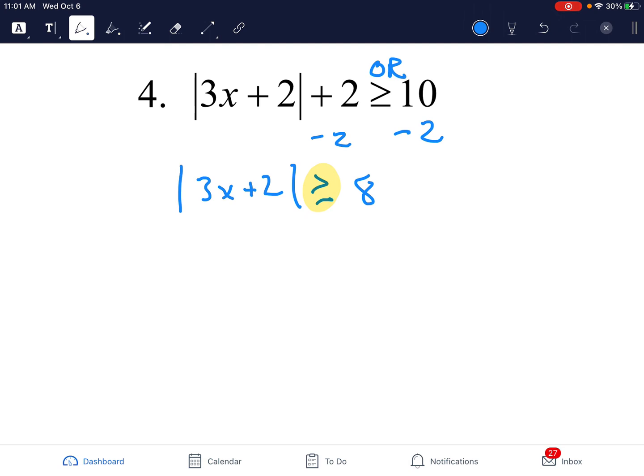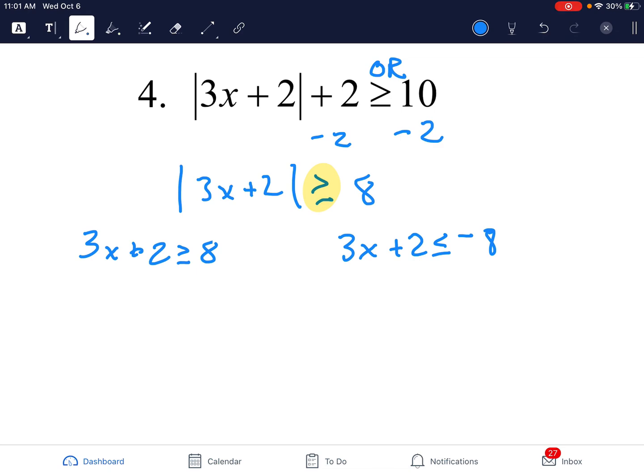Okay, and now that I have my absolute value brackets isolated, I can make my two separate equations for an absolute value inequality. So 3x plus 2 is greater than or equal to 8, and for the other one, I'm going to have 3x plus 2, I'm going to switch the inequality sign around, I'm going to flip it, and it's going to be less than or equal to negative 8.